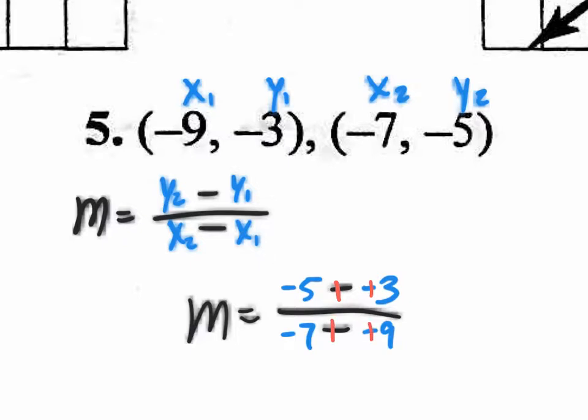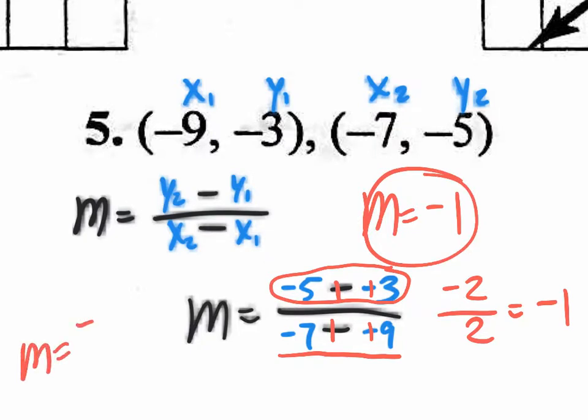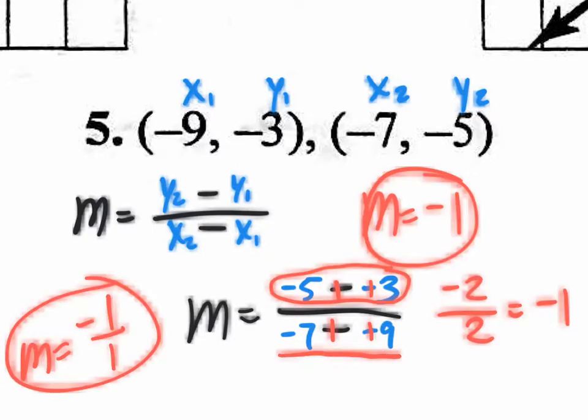And now let's simplify the top. What is -5 plus 3? -2. And on the bottom, we have a -7 plus 9. 2. Could we simplify that fraction? Yeah. What's the answer? -1. So m equals -1. That's your slope. It's okay if you leave it in fraction form. You could say m equals -1 over 1. That's totally fine as well. On the back of your worksheet, it just gives you the answer -1. The slope is -1.